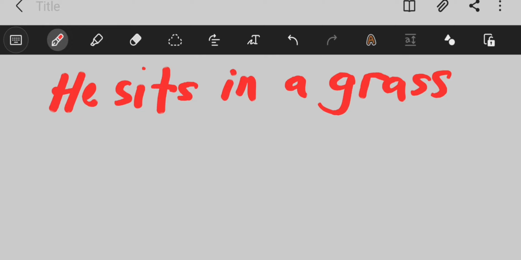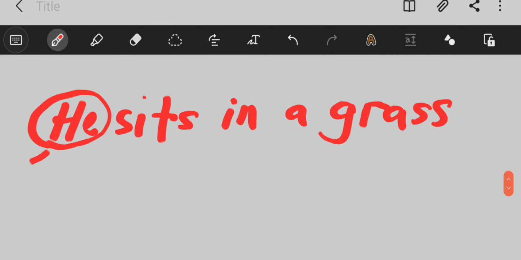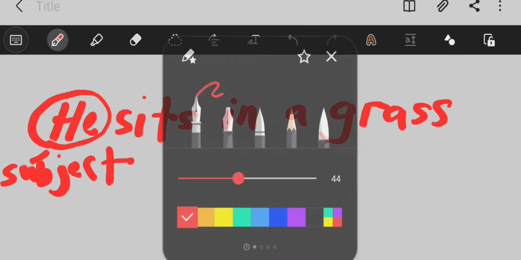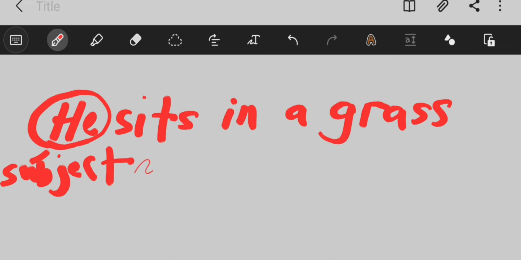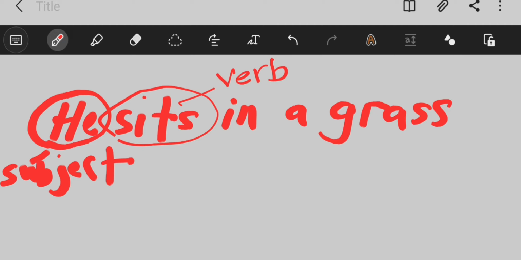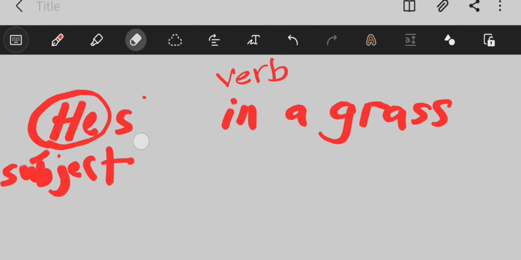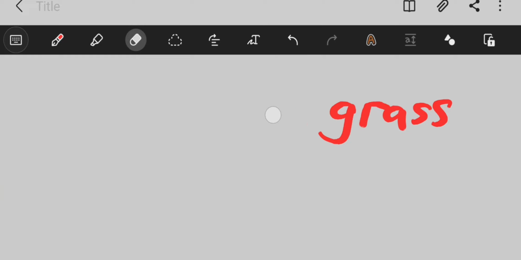For example, here the verb, the action that the subject in the sentence does, is sits. So this will be the verb. See? Okay.